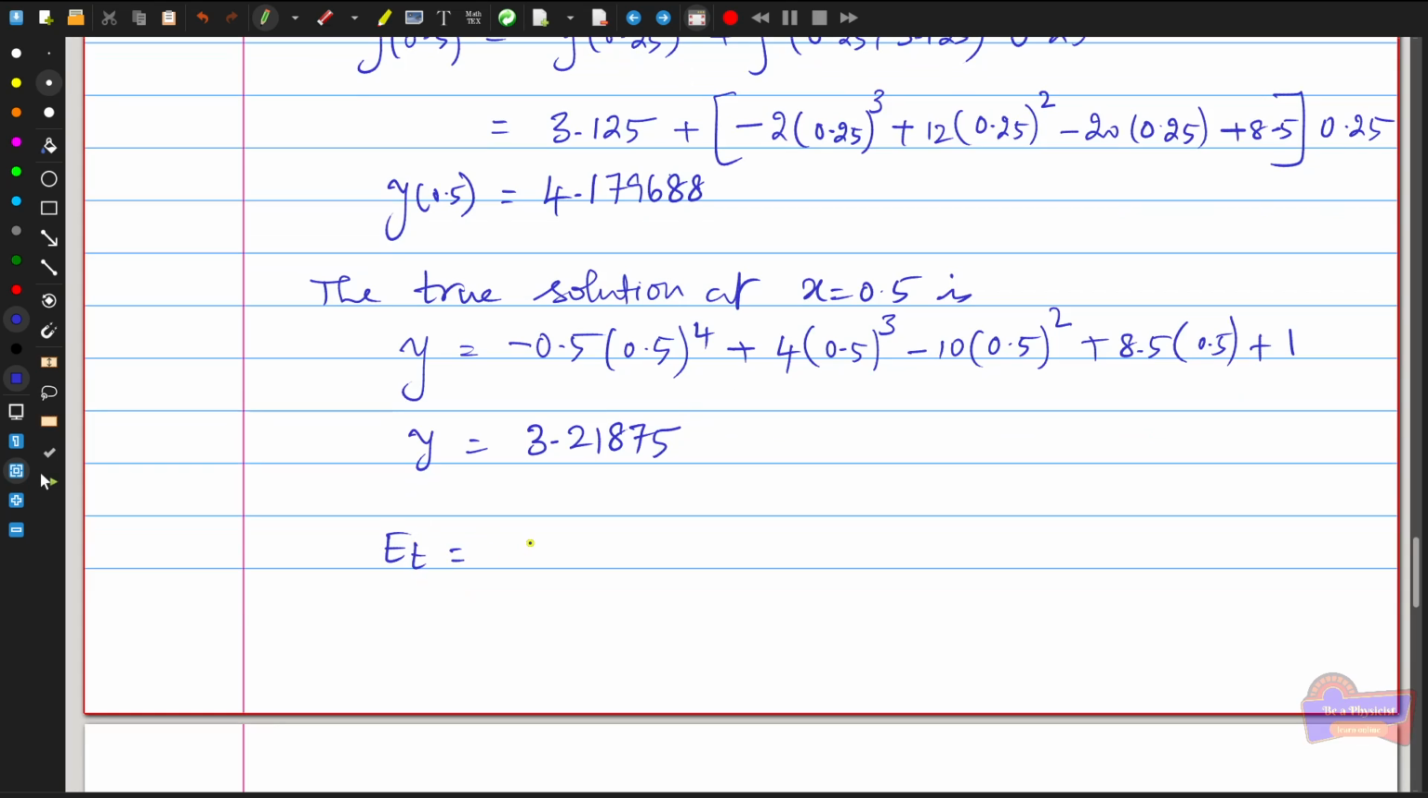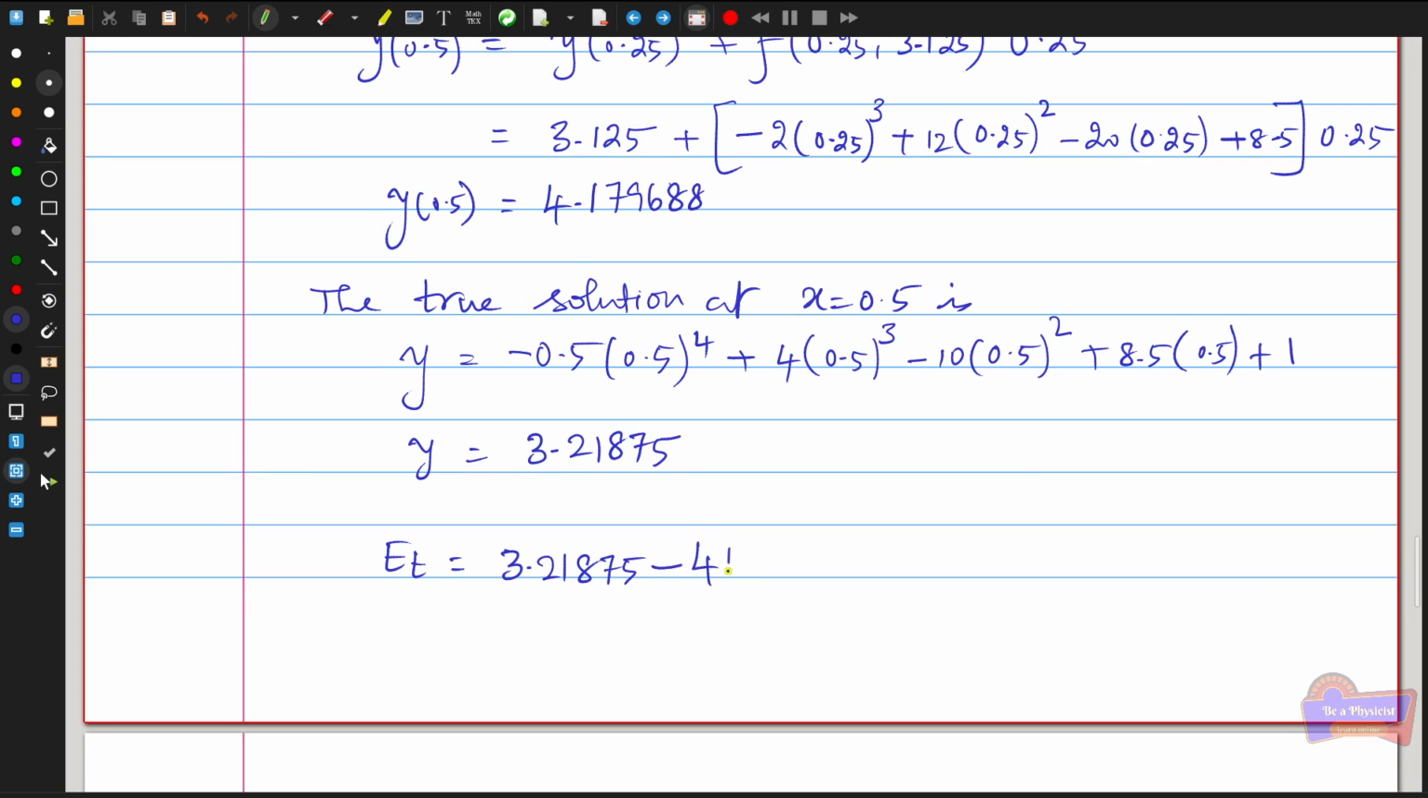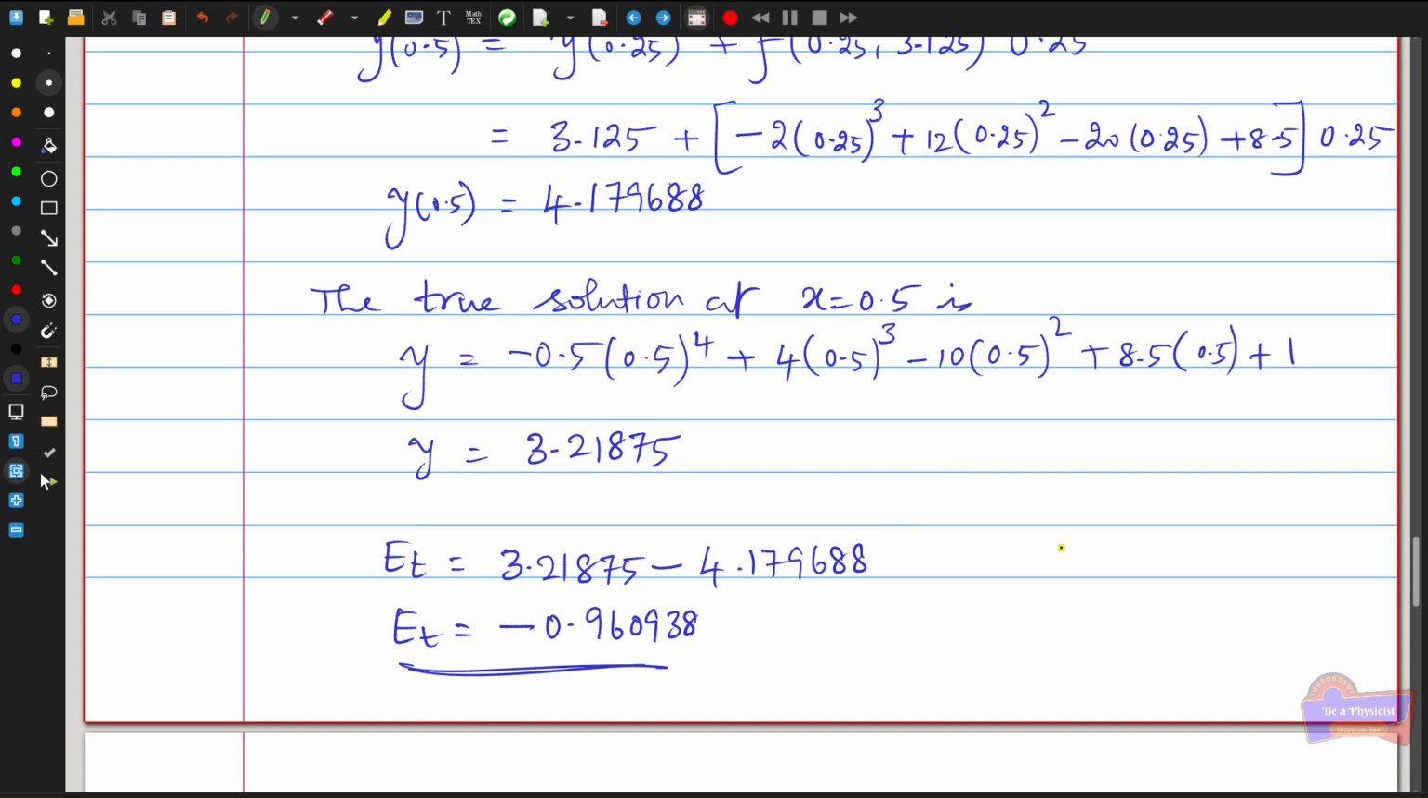The error E_t is the true value 3.21875 minus the calculated value 4.1796688. So the value is minus 0.960938. That is the error which we have calculated. When we used h equal to 0.5, the error calculated at this same point was minus 2.875. Now we can see that at the same point, using h equal to 0.25, the error is reduced to minus 0.96938.